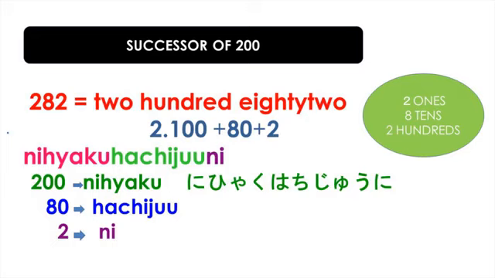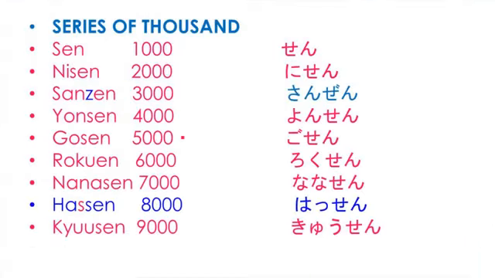Now come on another number. These are series of 1000. We will say sen. To 1000 we will say sen. Try to speak like I am speaking. Ni sen, san sen, yon sen, go sen, roku sen, nana sen, has sen, q sen. For 1000 that is sen. For 9000 that is q sen.